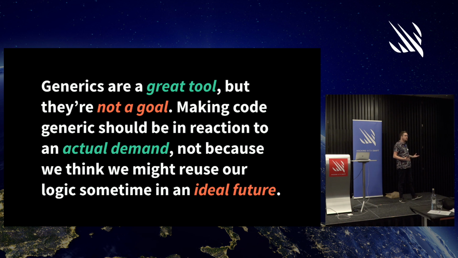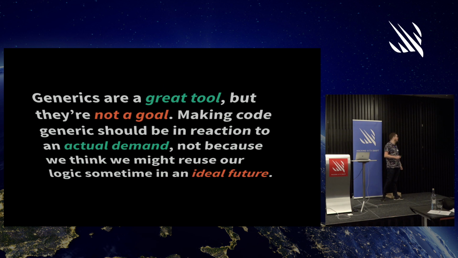The goal of our code should not be, let's use as many generics as possible. That would be a pretty crazy goal. So instead, making code generic should be in reaction to an actual demand, something that we've seen as a problem in our code base that we want to refactor to support. Not because we think we might reuse our logic sometime in an ideal version of the future. Because if we spend all of our time optimizing for the future, chances are high that that future will actually never arrive, and we've just done all that optimization work, well, pretty much for nothing.